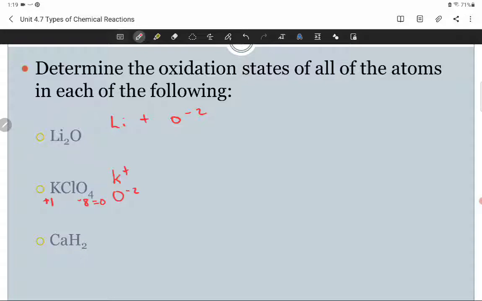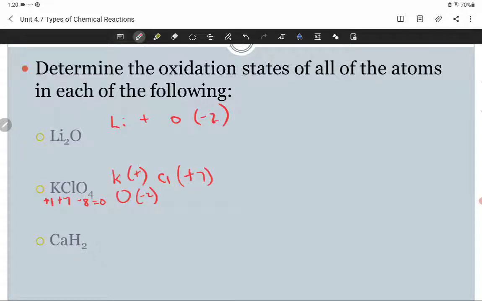Collectively, this all has to equal 0. So what number could we put here to add to +1 and -8 to get a 0? I think the only thing we could have put in there was a +7. A +1 and a +7 and a -8 equals 0. So in this case, the chlorine has a +7. Now it looks like I'm making these as charges, and that is my fault. I should really go like, this is a -2, this is a +7 oxidation state. The oxygen is a -2 oxidation state. Okay.